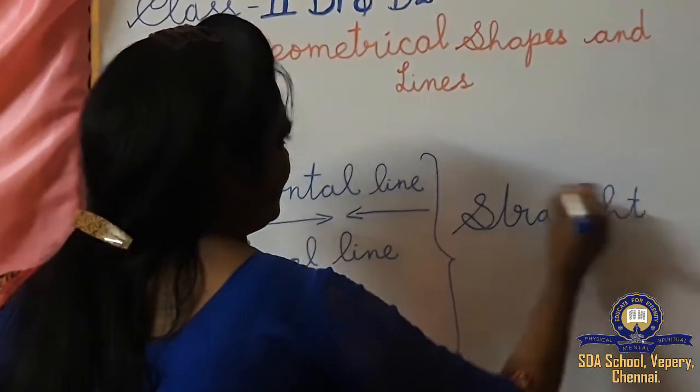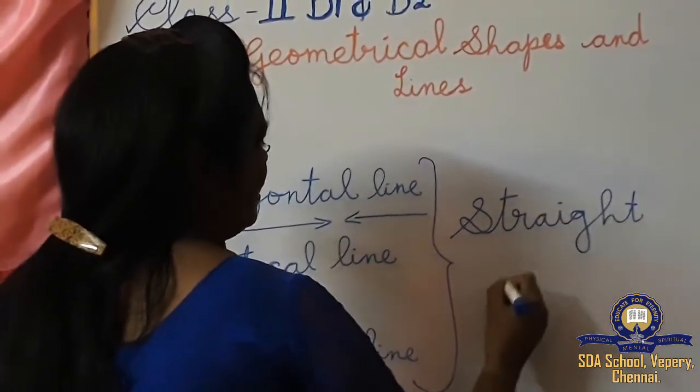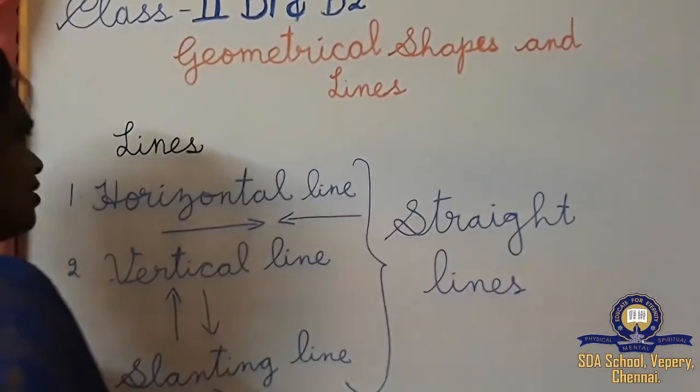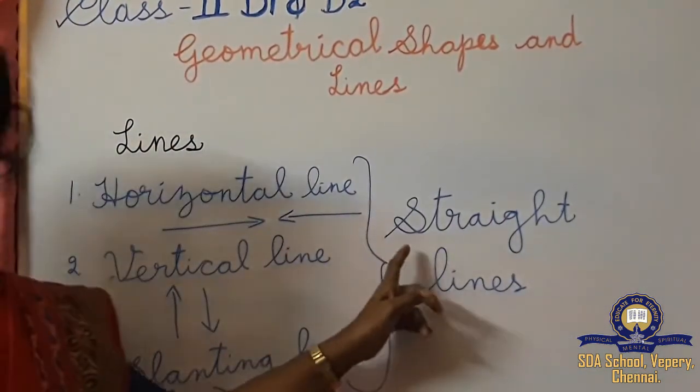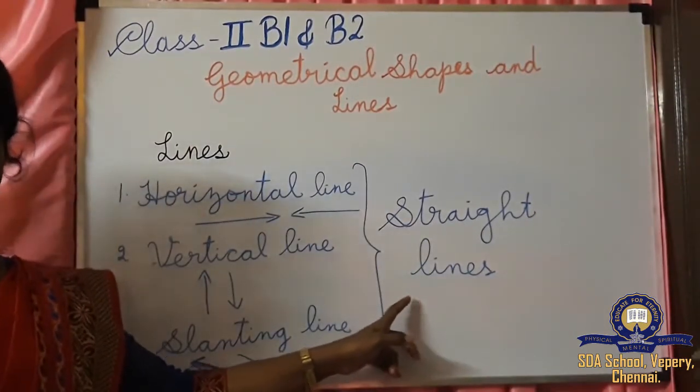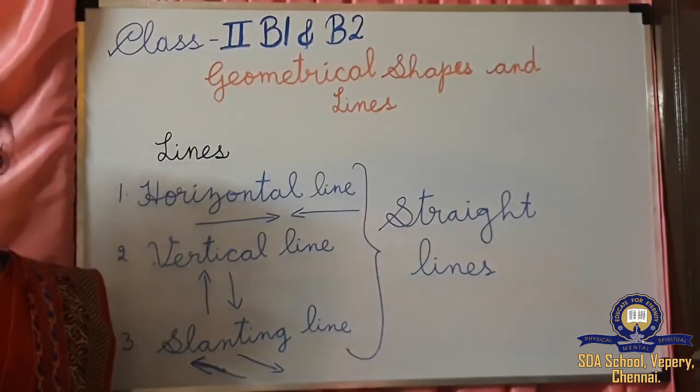S-T-R-A-I-G-H-T. Straight lines. Straight lines. These three are called by one name, straight lines. Next we are going to see the curved lines.